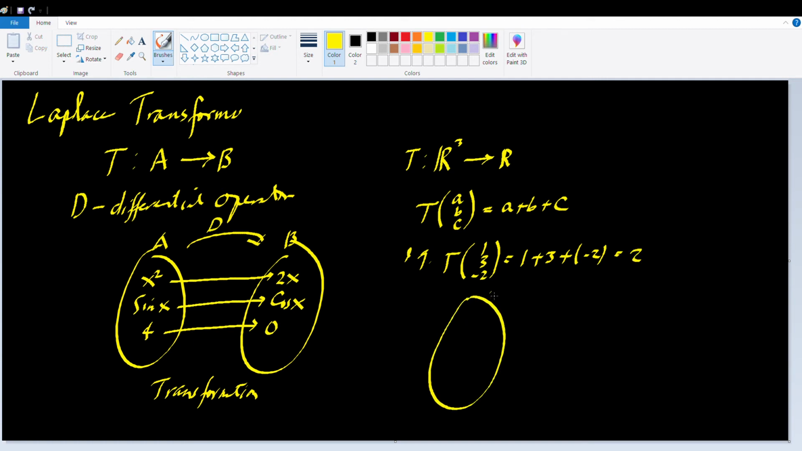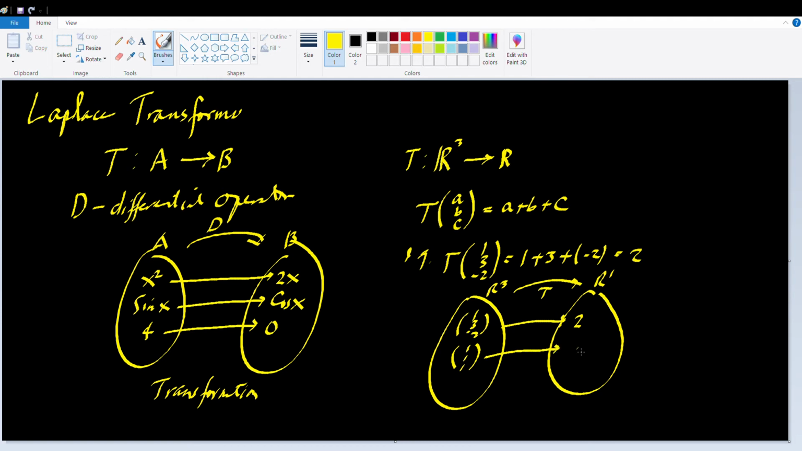So from the set R cubed to the set of real numbers R1, the transformation is T, and it maps the vector (1, 3, -2) to the real number 2. Another is, say, (1, 1, 1). It is mapped to the real number 1 plus 1 plus 1, which is equal to 3. Now, these two types of transformations are also called linear transformations.